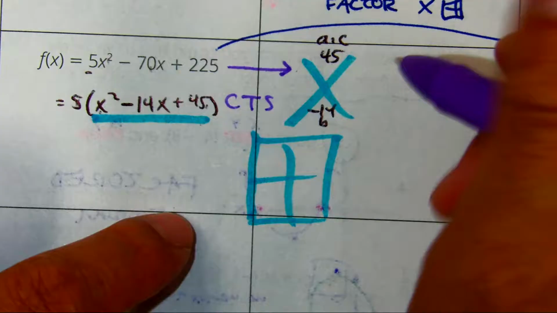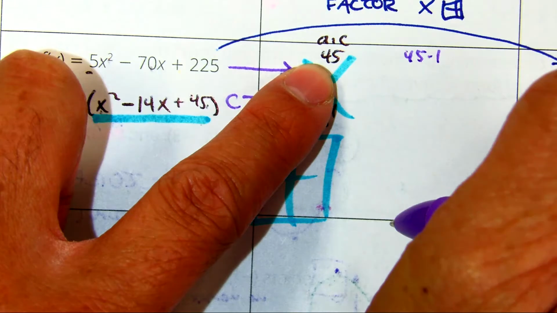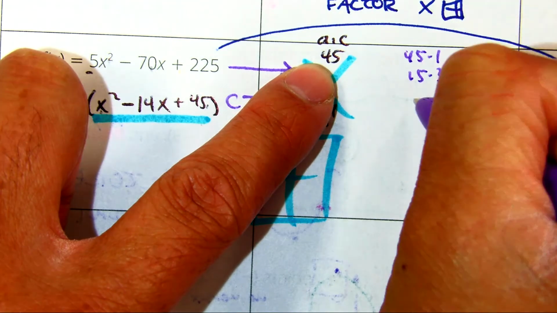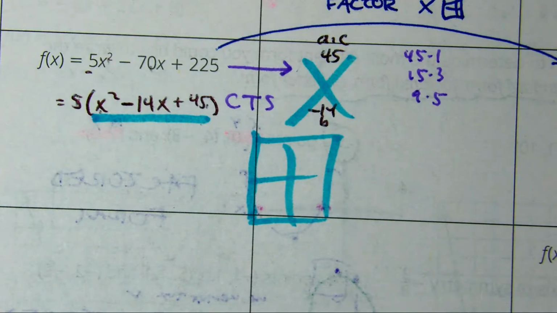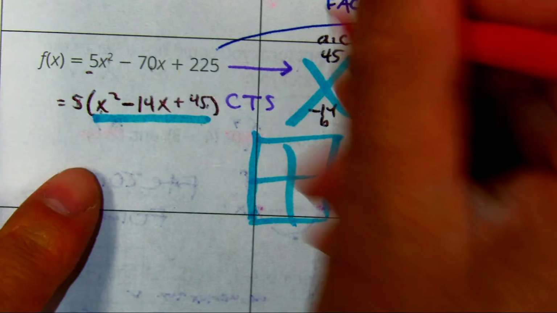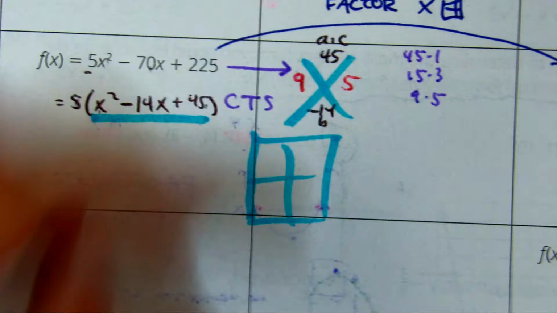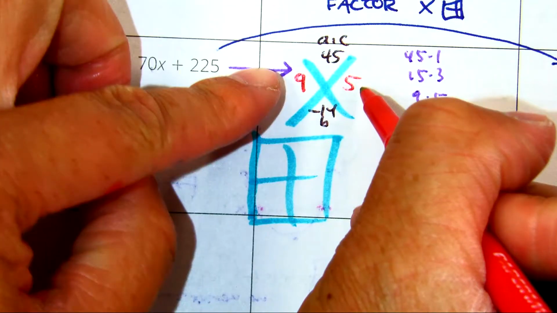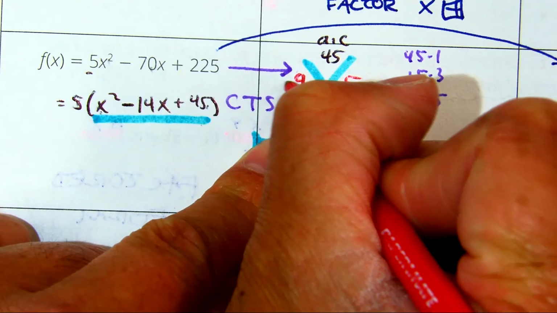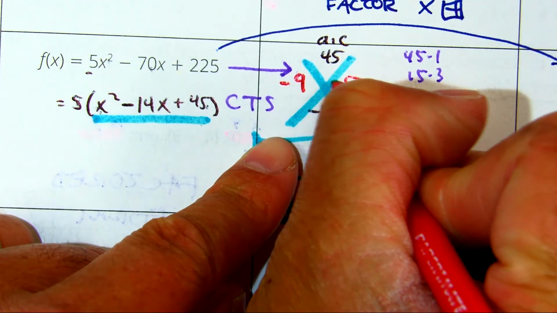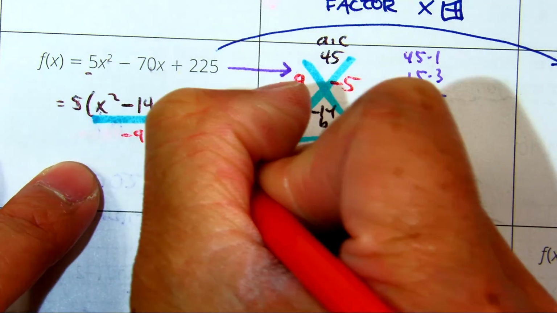Now, if you get stuck, you can always write out the combinations of 45. 45 times 1, 15 times 3, 9 and 5. Which one, class? 9 and 5. Those will multiply to be positive 45, but do those add to be a negative 14? As someone had said, Tony says, they're both negative. So I'm going to be putting in here negative 5 and negative 9.